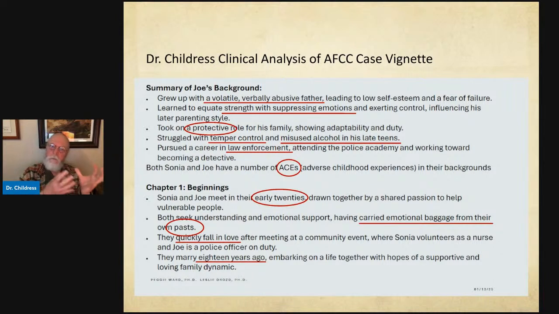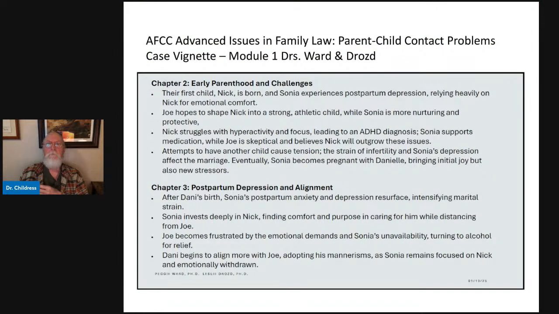Mom has gotten a medical degree, a nursing degree, so she can organize herself. Dad is in a police academy and now moving towards detective, so he can organize himself. So we got 2 fairly competent adults. Carried emotional baggage from their pasts. That's going to be unresolved trauma. They quickly fall in love. There's your impulsivity. And they marry 18 years ago. So it's a long and stable family.